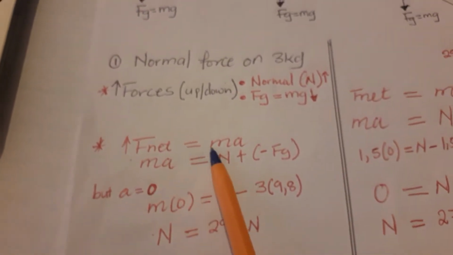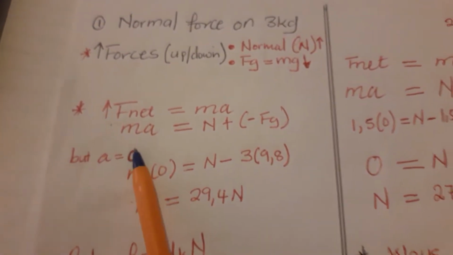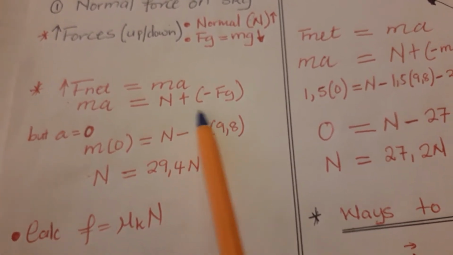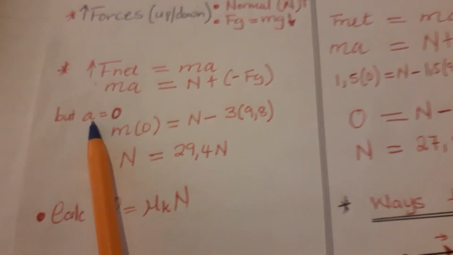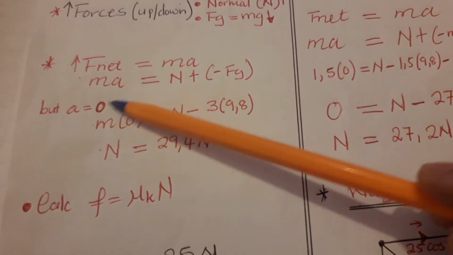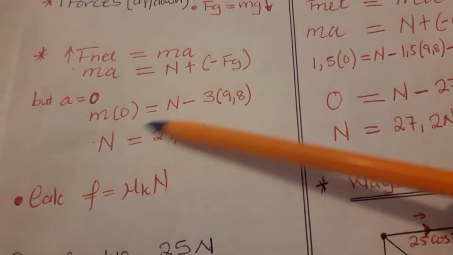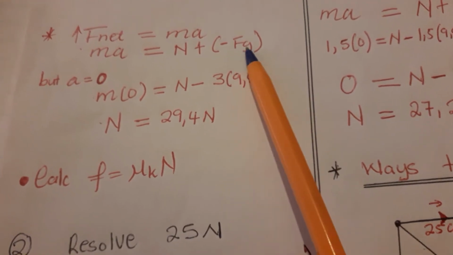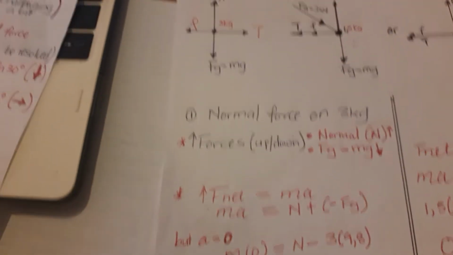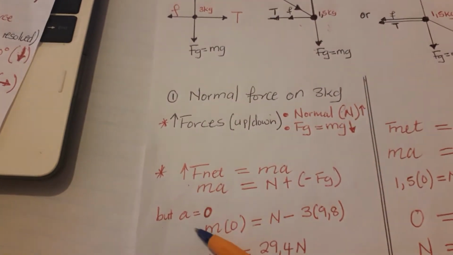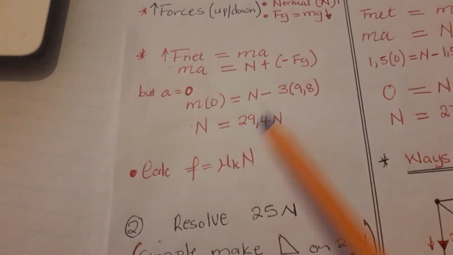So remember, F net is equal to ma, so that is the first part. Then ma is equal to the normal force, which is going upwards, plus minus Fg, which is our mg. Then there is no acceleration upwards or downwards on this body, so we're going to say a is equal to 0. Then we express this one, 3 times 9.8, which is mg, which is our Fg. Then we find the normal force. So no stress there on how to find the normal force on 3 kg, because there is no force with components. So this is the normal force on 3 kg. So you can go through this working.